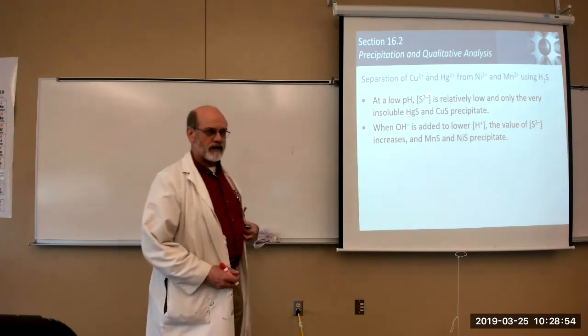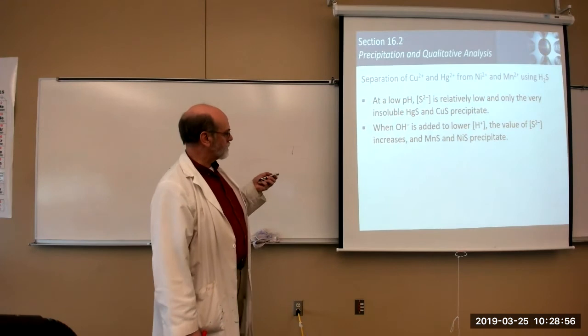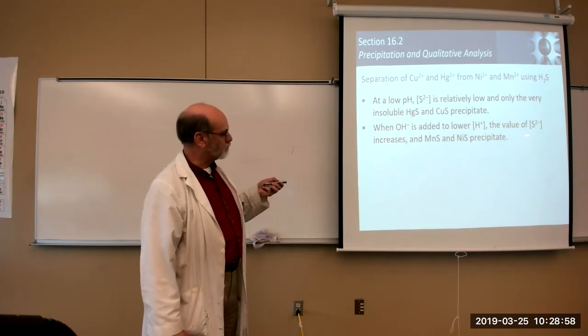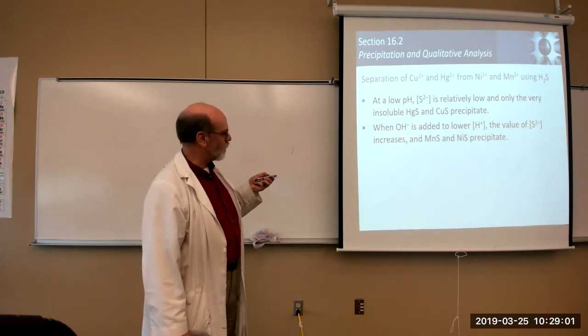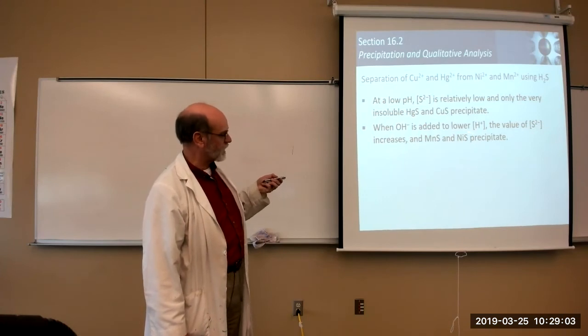Then, once we get those out of solution, we can add a base. That puts more of this in solution, and now we can precipitate out the manganese and the nickel.